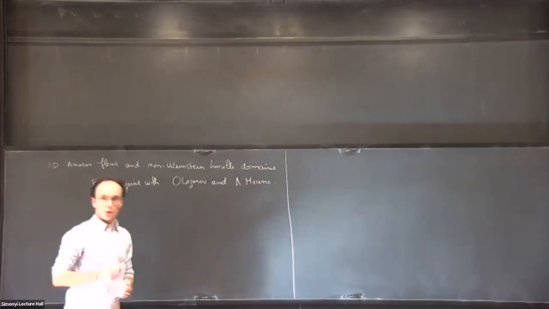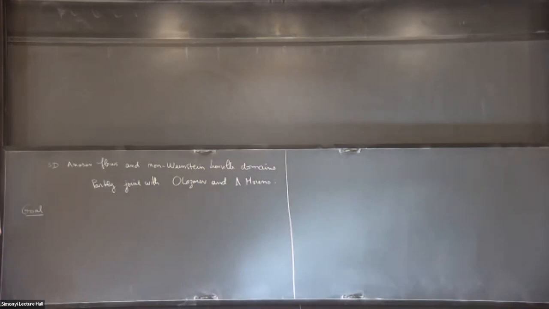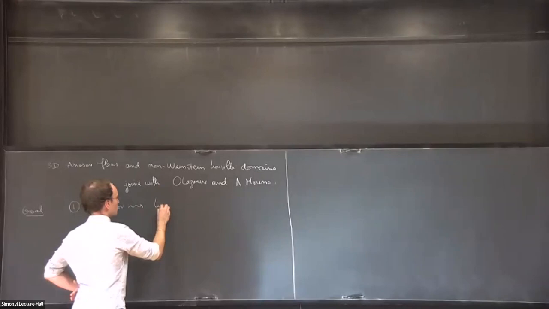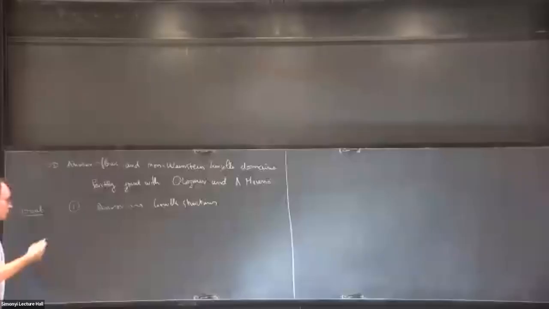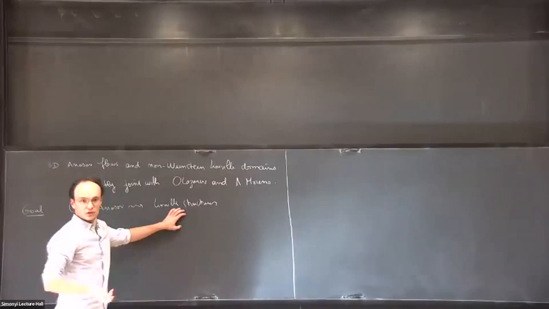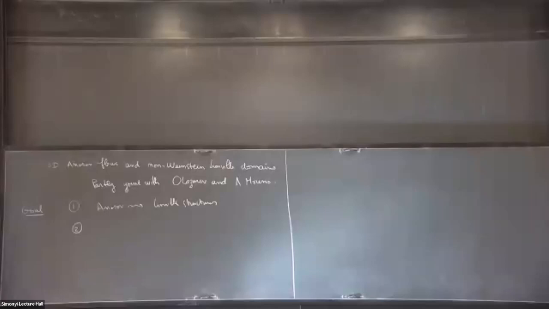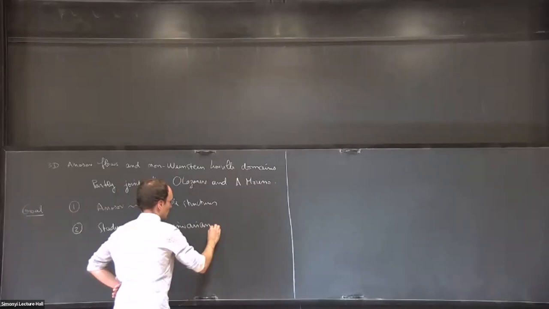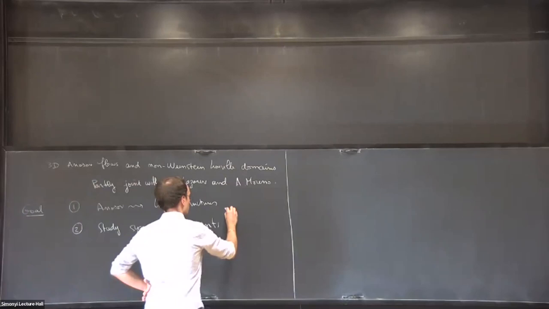There are two main goals. The first one is to understand how to construct these Liouville structures from Anosov flows, and to understand how well-defined the structures are, up to homotopy. The second goal is to study the symplectic invariants, like symplectic homology or the Rabinowitz Floer category of these structures.